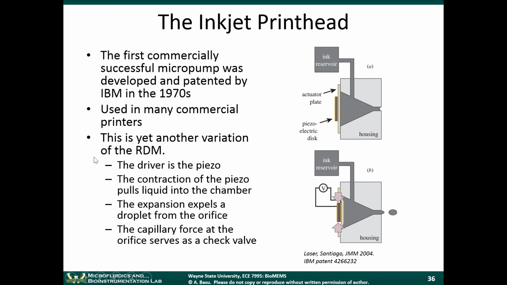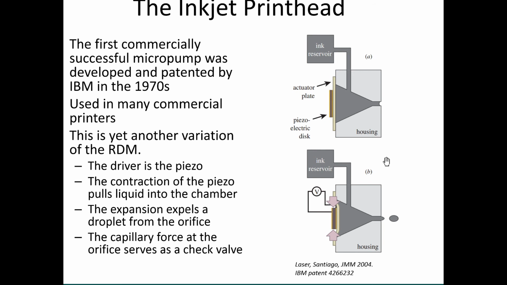In this case, the driver is the piezo. Let's look at how this device works here. You have an actuator plate, a piezoelectric disc, an ink reservoir, and the ink reservoir goes into this chamber here, which is conical. And then there's a small capillary leading to the edge of your printhead. Now your printhead ejects dots of ink, and the volume of those drops is like picoliters. So this is how an inkjet printhead works.